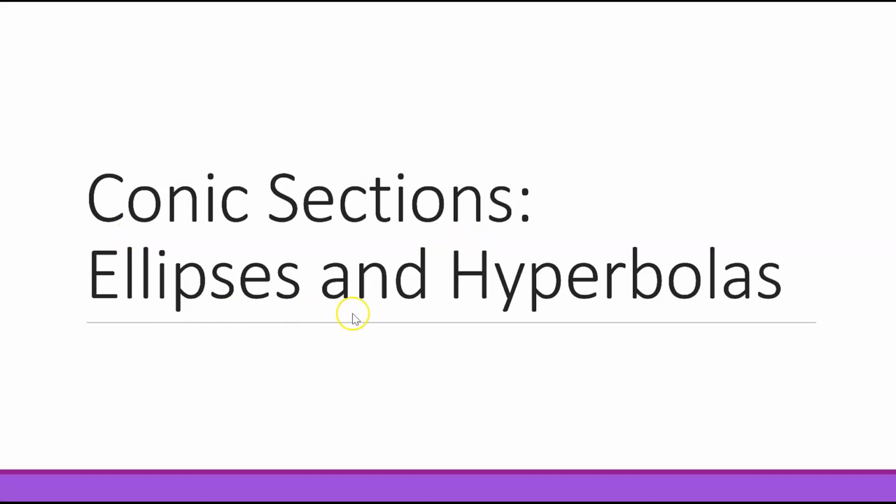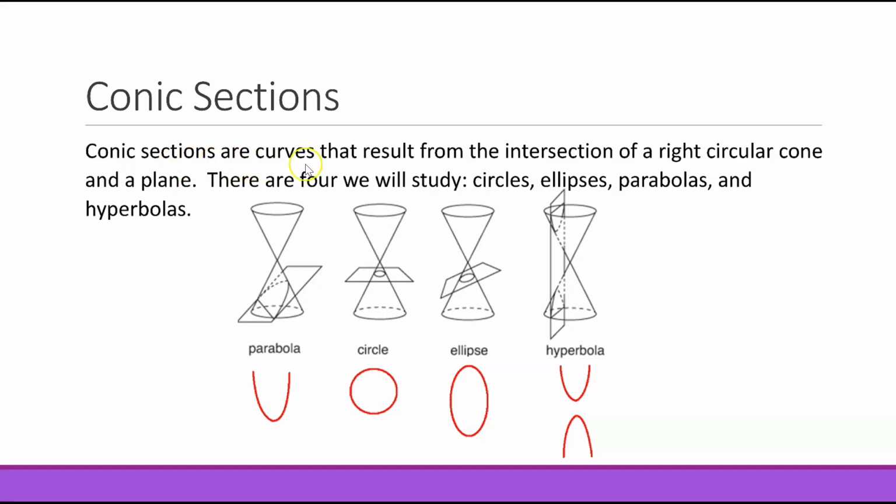Conic sections, ellipses and hyperbolas. Conic sections are curves that result from the intersection of a right circular cone and a plane. There are four we will study: circles, ellipses, parabolas, and hyperbolas. The two we're going to focus on right now are ellipses and hyperbolas. But here's all of them.